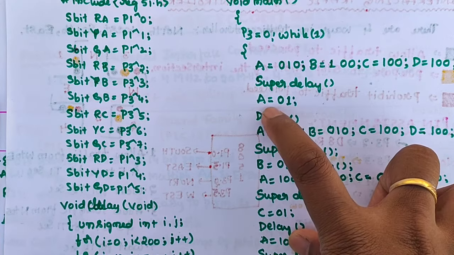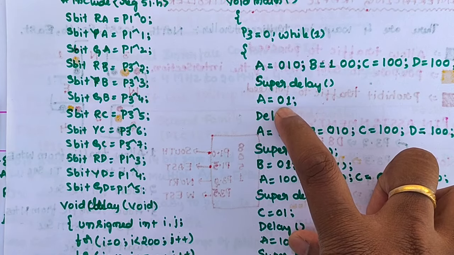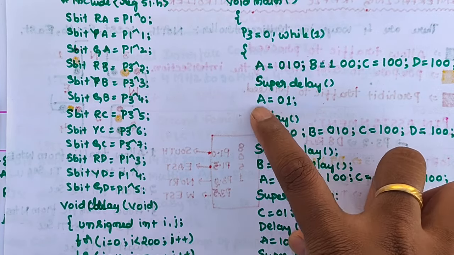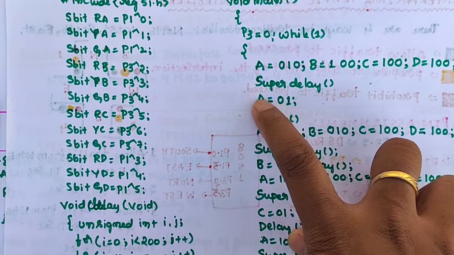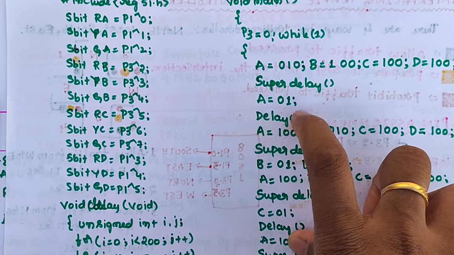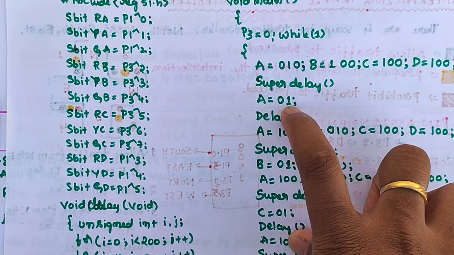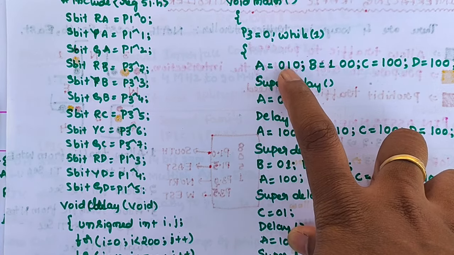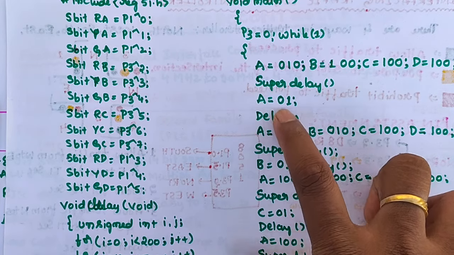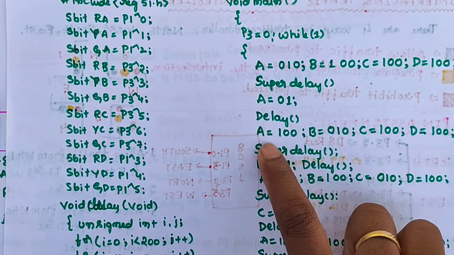After some delay, the green gets enabled. Once green is enabled, it calls for a long delay. The transition from yellow to green uses the super delay, and after that it uses the long delay.